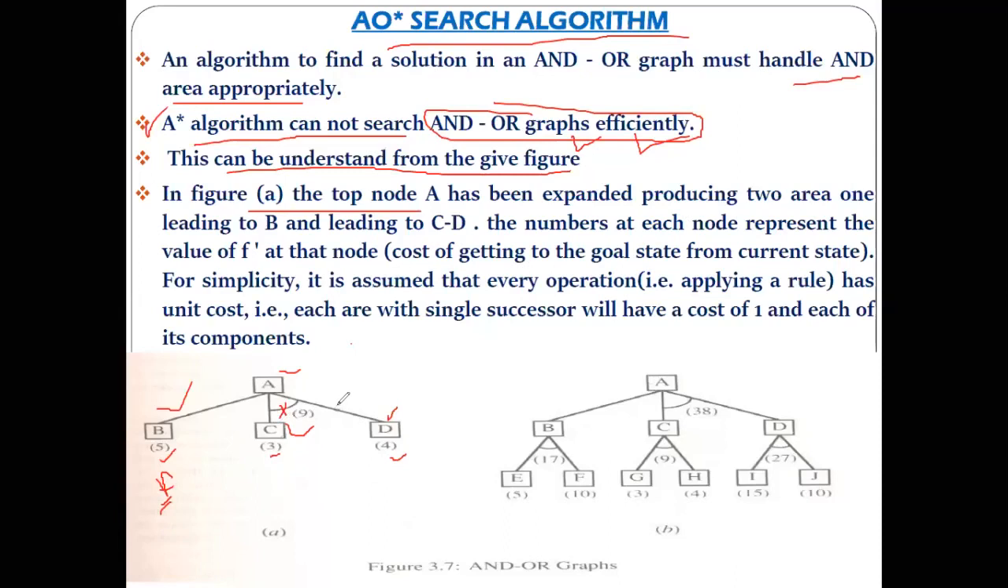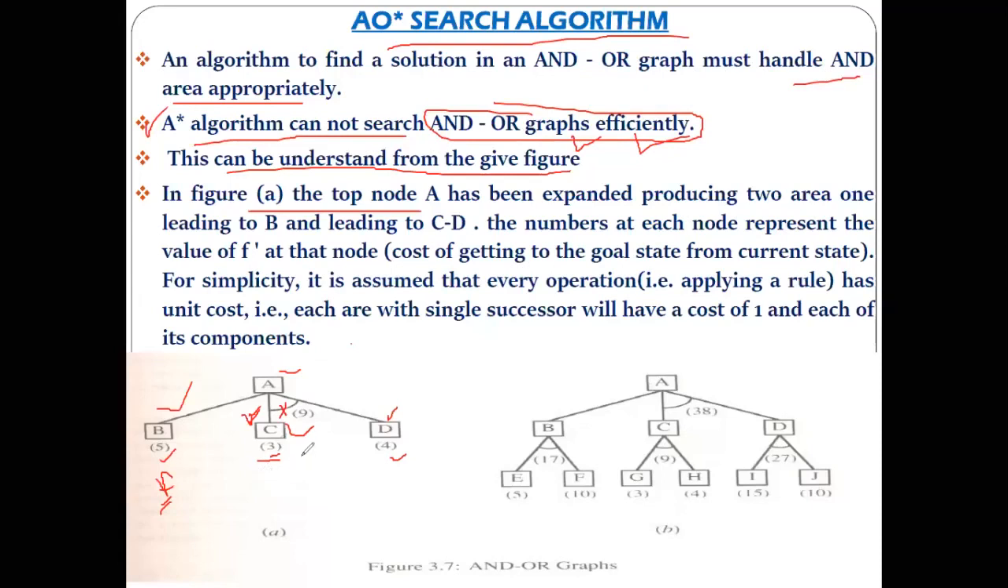Now you tell me, according to A star, which direction will the AI agent choose to go? Which node? C. C node. He will definitely choose to go to the C node. Correct, because it has the lesser value of f, the lesser heuristic value. Understood.